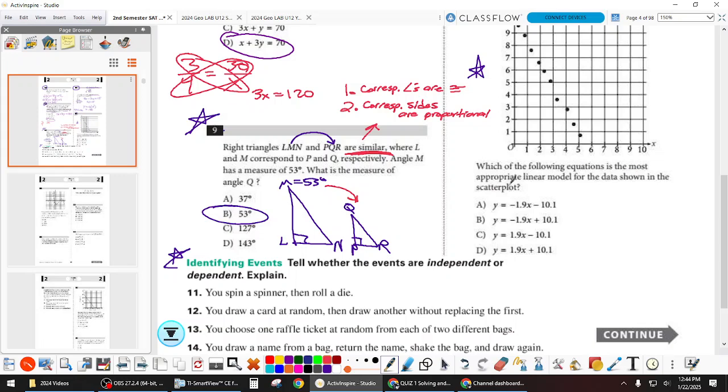Which of the following equations is the most appropriate linear model for the data shown in the scatter plot? So if we look at this, these are all in what form are they in? Slope is one word, but we have to have another word. Slope-intercept. And what form is that? Like what letters do we see? Okay. mx plus b, what is m? Like what does it represent? Yeah, that's the slope. Good job. What is b? Awesome. That's the y-intercept.